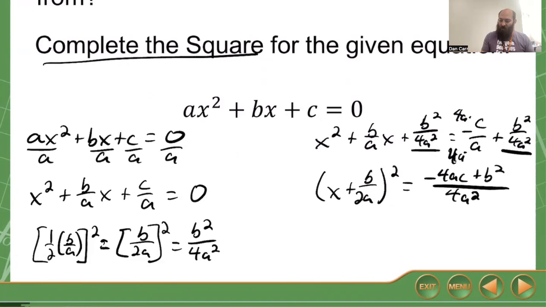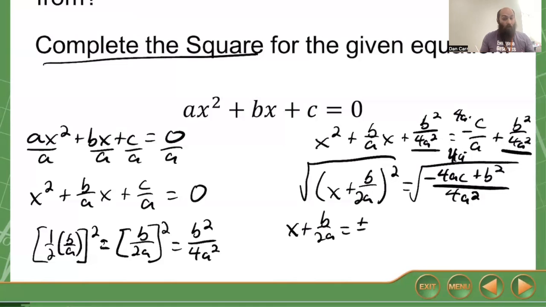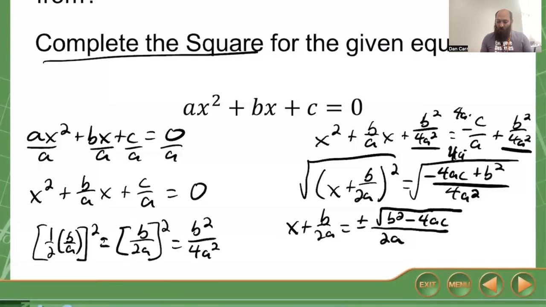In the next step, I'm going to switch the order of these two because it's a little neater to have b squared in the front. Then I'm going to take the square root of both sides using the square root property. I'm going to have x plus b over 2a is equal to plus or minus, in the numerator, the square root of b squared minus 4ac. In the denominator, the square root of 4 is 2, and the square root of a squared is a. The last thing I need to do is subtract the b over 2a over.